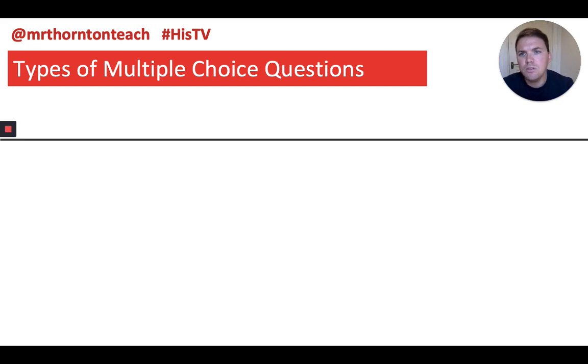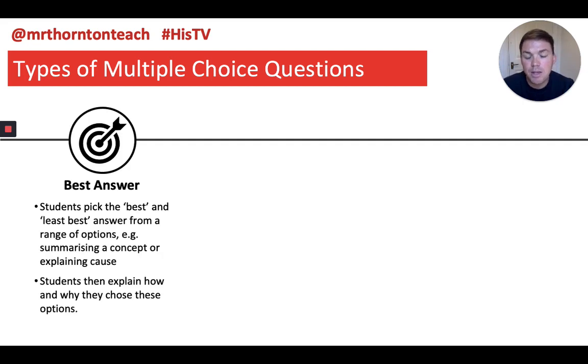So what types of multiple choice questions are there? There's a variety of ones that you can use. This one is called Best Answer. These are great for hinge questions and teasing out misconceptions. You could have a statement, and you say, which of these best explains a concept? So which of these statements best explains what communism is? And you could maybe have 4 options.